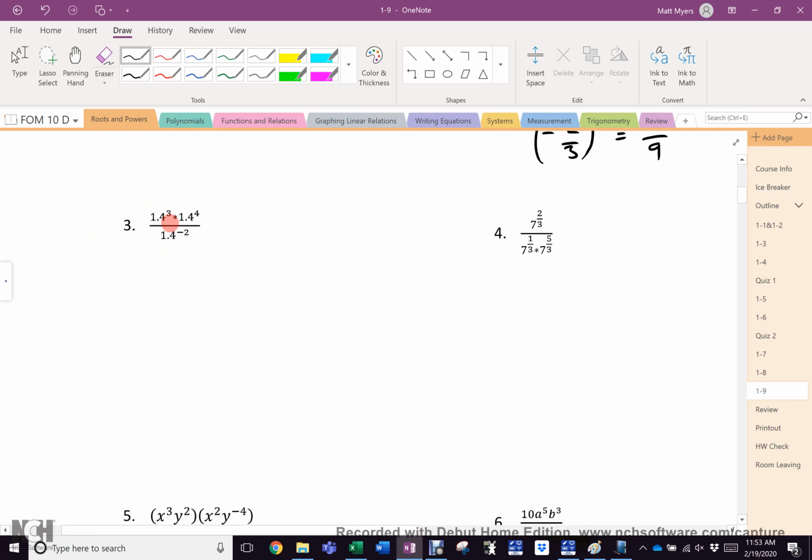Barf! But again, nothing to worry about. You can do this in your head. What's the numerator now? 1.4 to the 7th. And the denominator is 1.4 to the negative 2. What happens to that? Why? So it's 1.4 to the 9th.